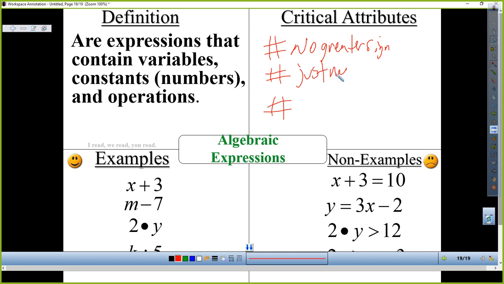Pass someone. Alyssa? Alyssa, this is the important one. Which one is important that we haven't done? Hashtag what? Hashtag no equal sign. Okay, so no equal sign. Yeah, that's also important. But there's another very important one.